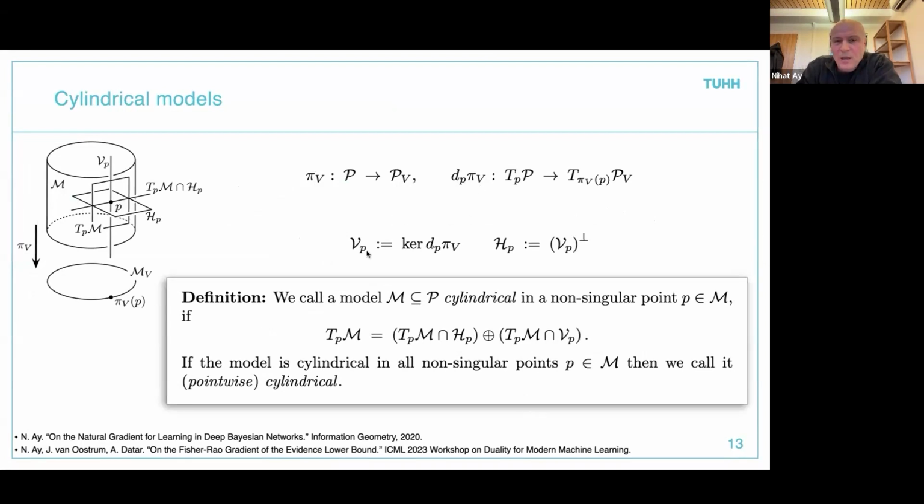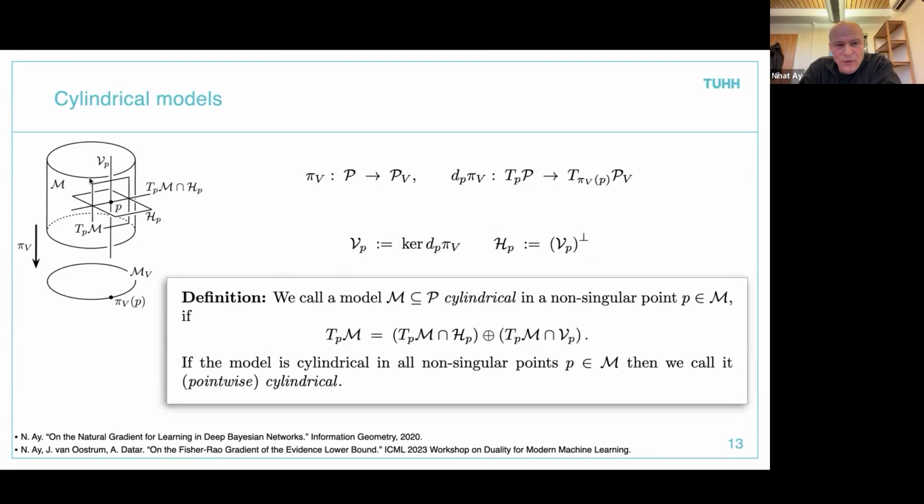We have again the kernel of the differential, and the orthogonal complement of the differential. So this is the vertical direction, this is the horizontal direction. And the model M sitting in the full space P is called cylindrical if its tangent space in any non-singular point P in M is simply the sum of the tangent space intersected with the horizontal direction and the tangent space intersected with the vertical direction. So this is highlighted here.